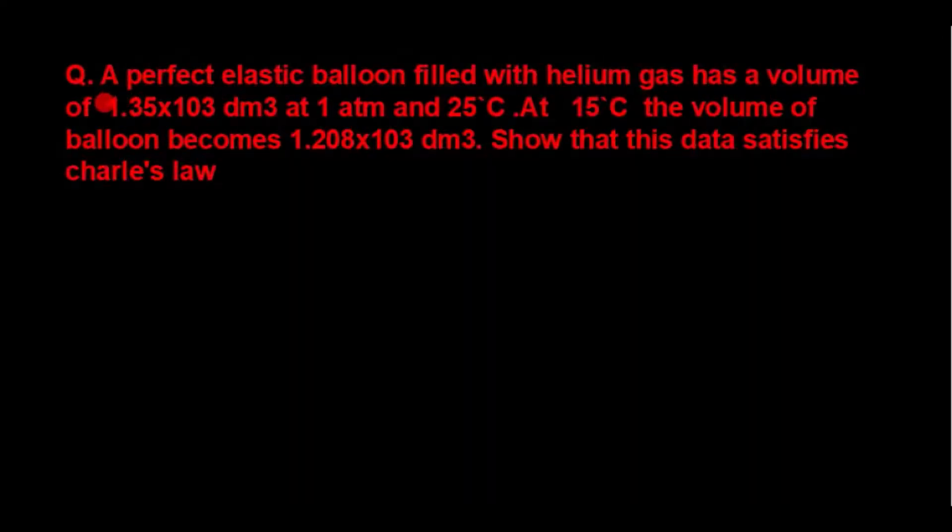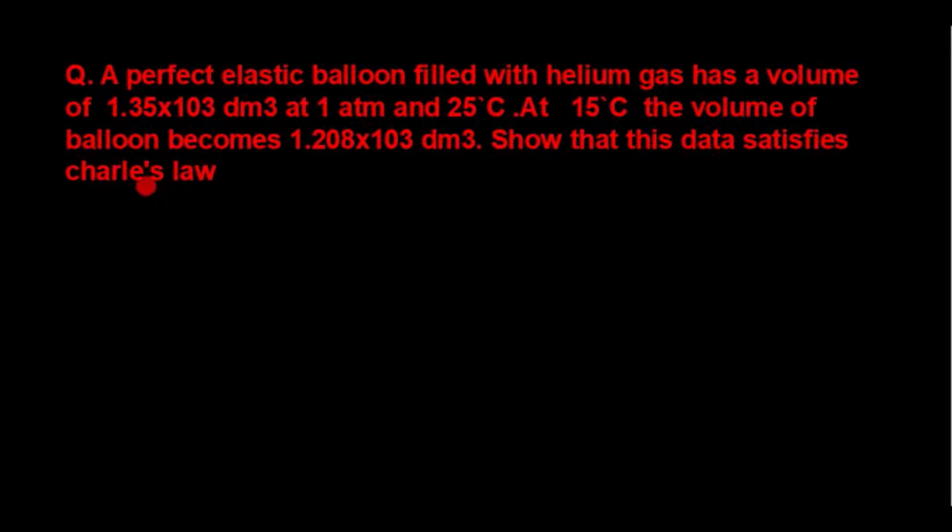Now we will do some of the important numericals of Charles's law. Let's see what is the first numerical which is given. A perfectly elastic balloon filled with helium gas has a volume of 1.35 into 10 raised to power 3 cubic decimeter at 1 atmosphere and 25 degrees centigrade. At 15 degrees centigrade, the volume of the balloon becomes 1.208 into 10 raised to power 3 cubic decimeter. Show that this data satisfy Charles's law.